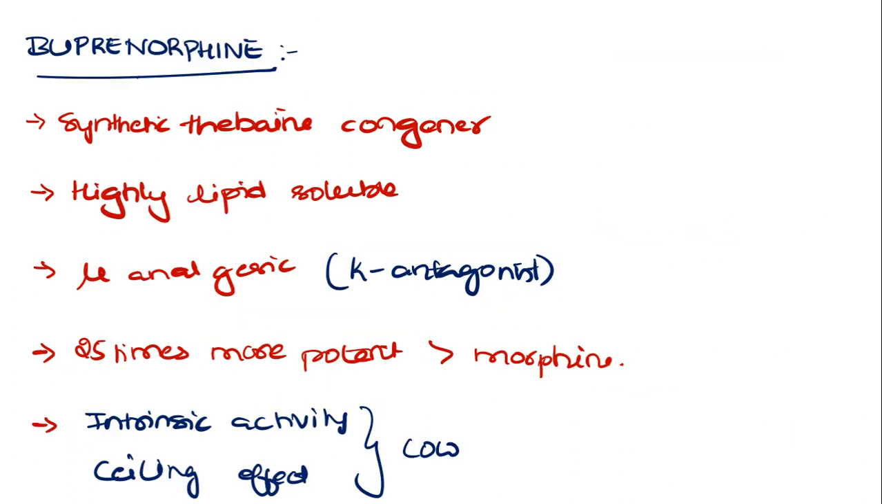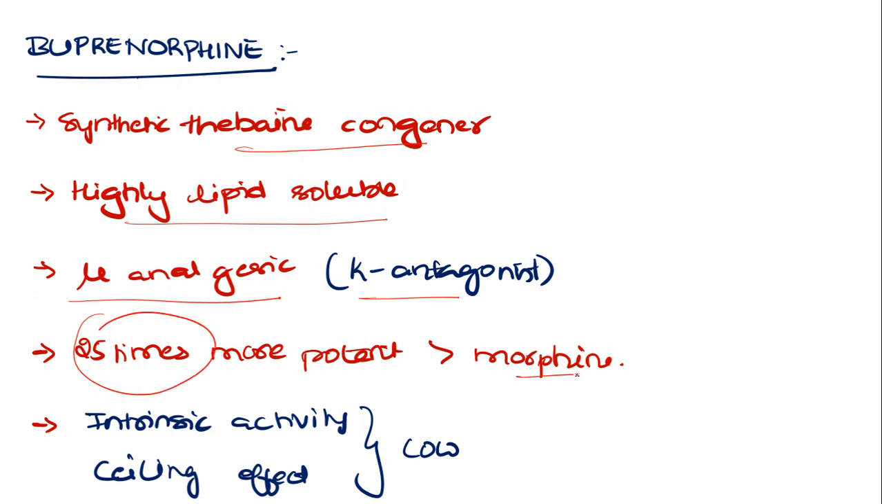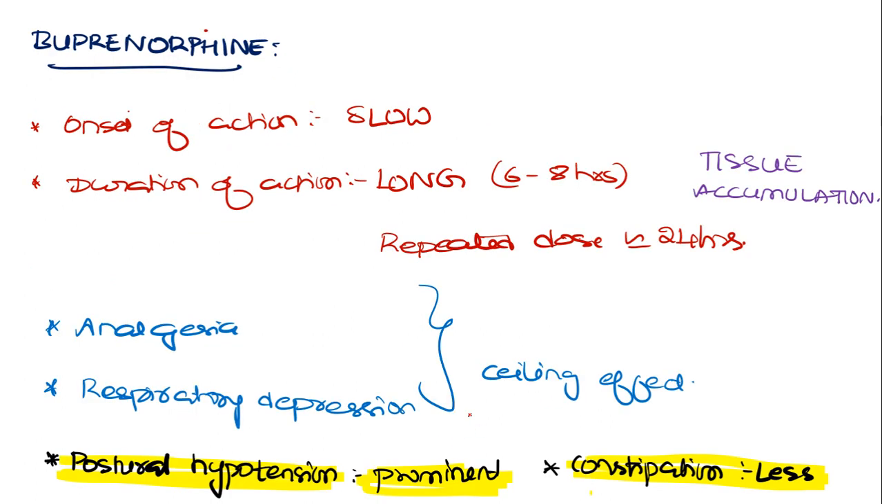Coming to buprenorphine, it is a synthetic thebaine congener. It is highly lipid soluble. It has mu analgesic action, and in addition it has kappa antagonistic activity. It is 20 times more potent in analgesic action compared to morphine, whereas the intrinsic activity as well as ceiling effect is low. The onset of action is very slow, and the duration of action is long, around 6 to 8 hours, and repeated doses lead to an increase in the action for nearly 24 hours. The increase in action is mainly due to tissue accumulation.